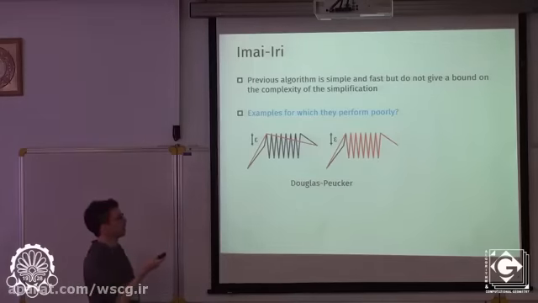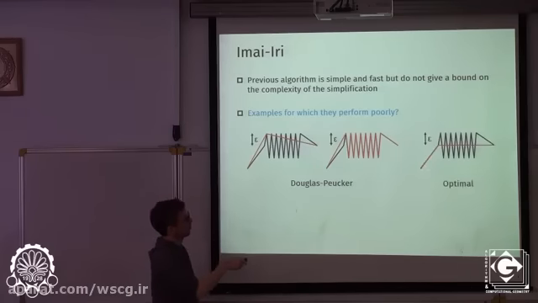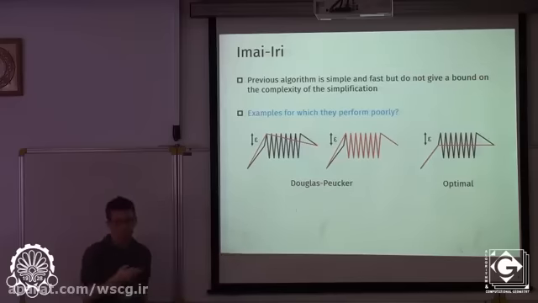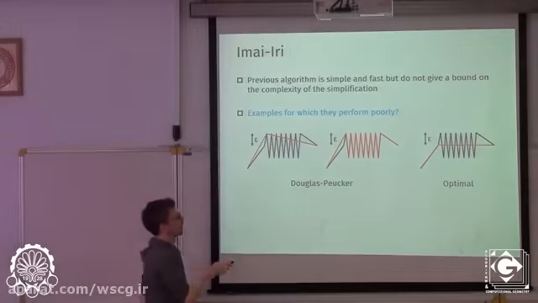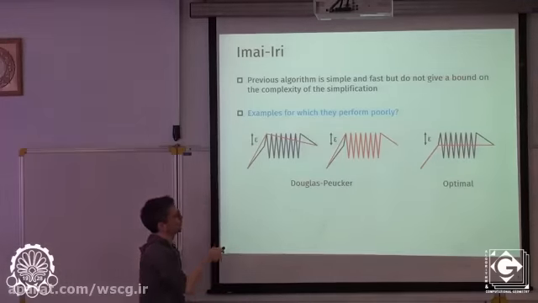while an optimal simplification, if we restrict ourselves to vertices here even, is going from here to this vertex here and then just moving through. So there can be a huge difference between an optimal simplification and what Douglas-Peucker gives you.